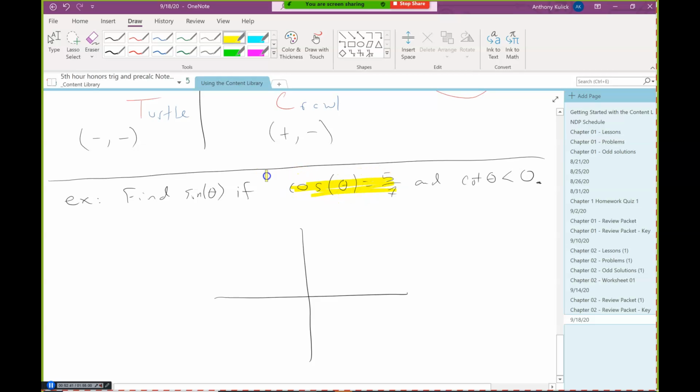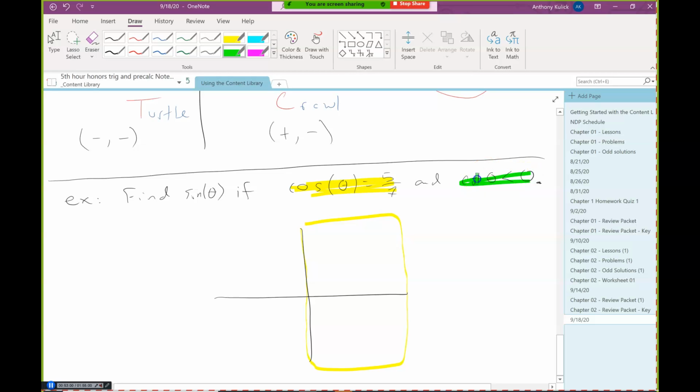So if cosine here is positive, what two quadrants is cosine positive in? 1 and 4. Since cosine is equivalent to x, the x coordinate is positive in the first and fourth quadrants.